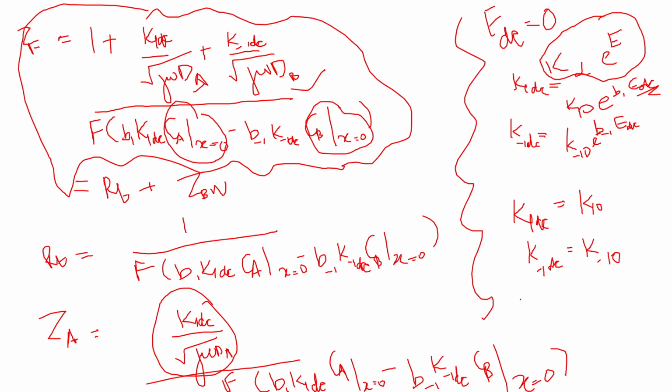So in that case, CA at x equal to 0, at EDC equal to 0, I'm talking about CA bulk. Similarly, CB at x equal to 0 becomes equal to CB bulk. Okay. So these are the conditions you have to use when EDC equal to 0.